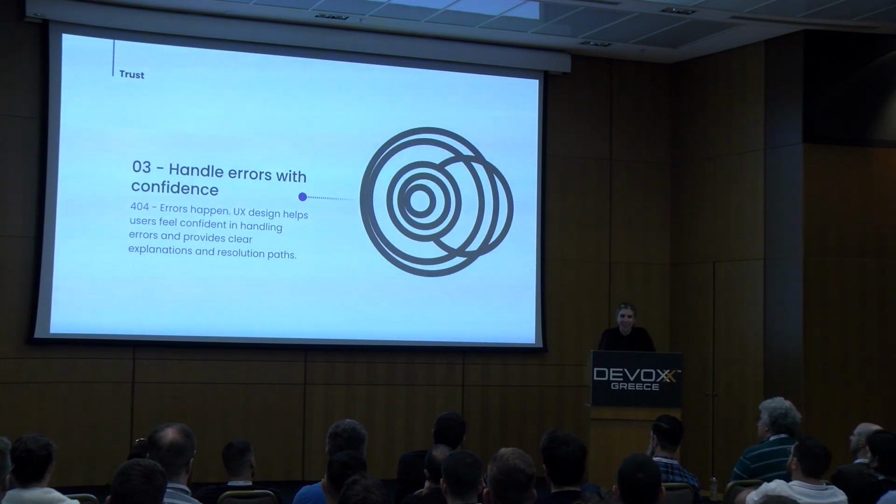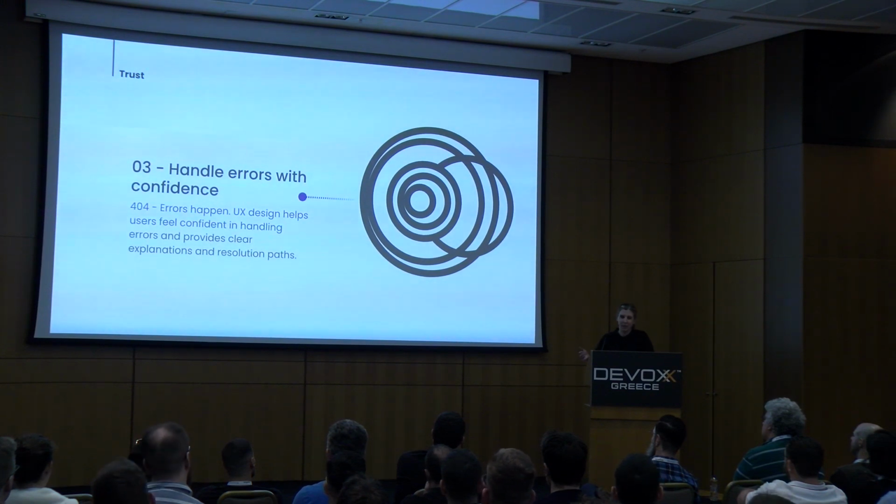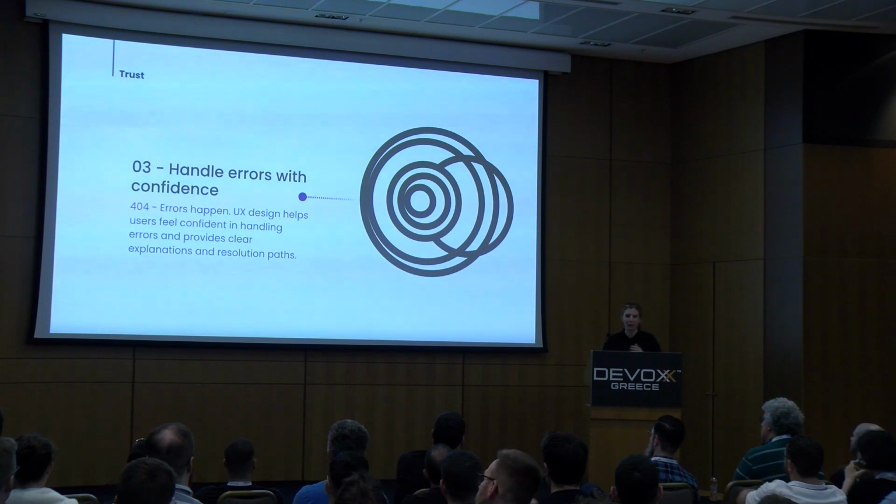Finally, UX can help engineers handle errors with confidence. Errors happen, and it will always happen. We cannot stop that from happening, but data integrity shouldn't suffer. UX design ensures that data tools handle errors gracefully and provide clear explanations. So again, data validation checks, error correction mechanisms, informative alerts.